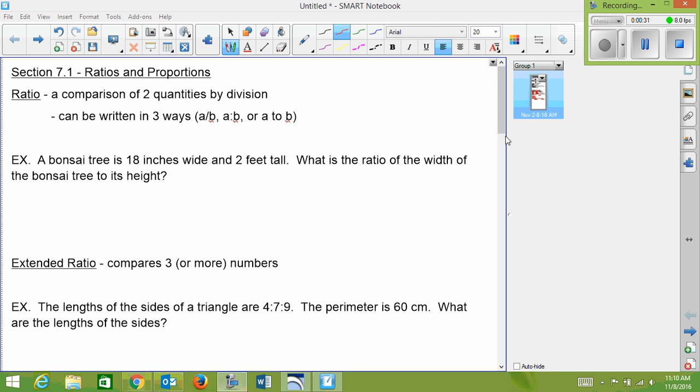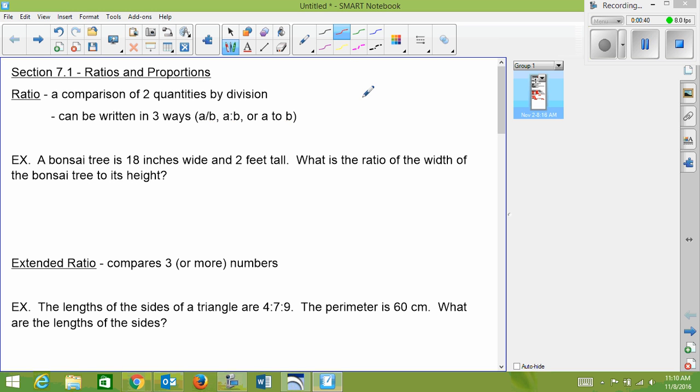One example. A bonsai tree is 18 inches wide and 2 feet tall. What is the ratio of the width of the bonsai tree to its height? To do this, the first thing you have to do is convert them so that they are both the same measurement. You can't have inches to feet. So 18 to 2 feet, it would be 24 inches. So 18 to 24. And then you should always reduce it if possible. So it would be a ratio of 3 to 4 if you reduce that.